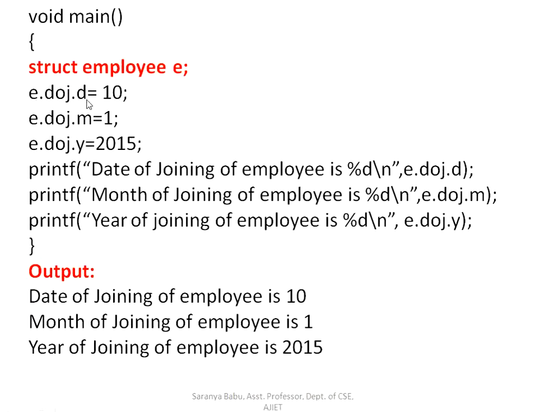So E dot DOJ dot D equal to 10, E dot DOJ dot M equal to 1, E dot DOJ dot Y equal to 2015. Just print it. E dot DOJ dot D, M and Y. So date of joining is 10, month of joining is 1, year of joining is 2015. Is it clear? So this is what you have in the two structure definition. Fine.